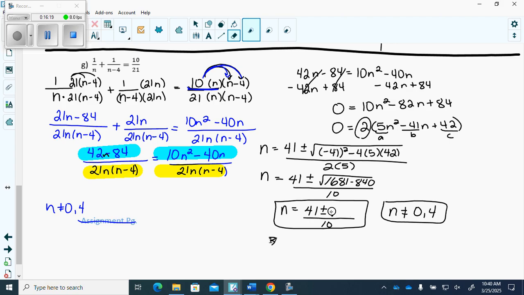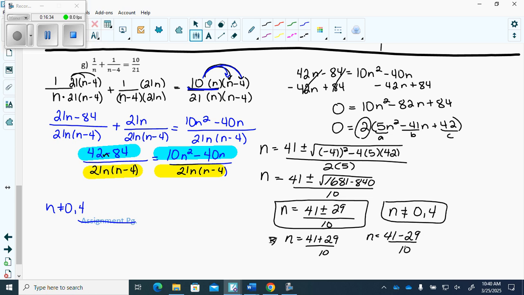Root 841 is 29. Oh wait, so this one would factor: 41 plus 29 over 10, and then 41 minus 29 over 10. What does this one become? 7. Yep. What does this one become? And they're both good because they're not non-permissible values.